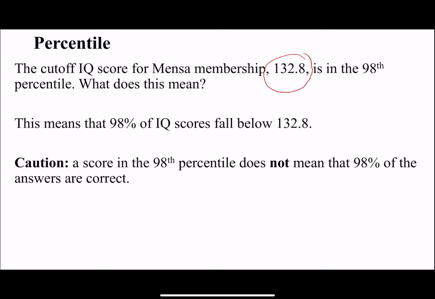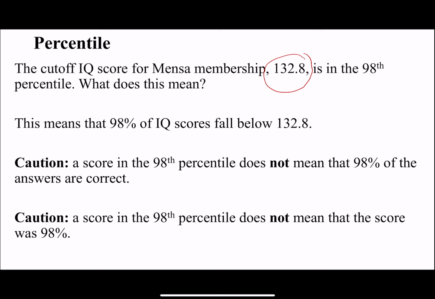This percentile doesn't mean that 98% of the answers are correct or the score is 98%, not at all, okay? 98% of the scores are lower than 132.8 in this example, okay? That is the meaning of percentile, okay?